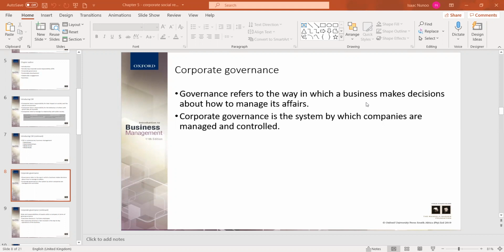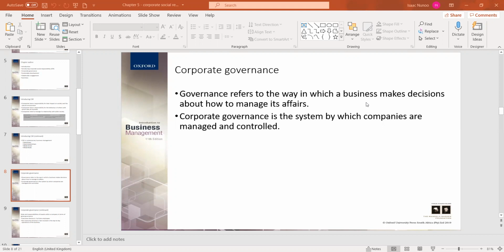So corporate governance refers to a system by which companies are managed and controlled. How companies are being managed and controlled. And it also focuses on the relationship between those who govern and those who are governed.